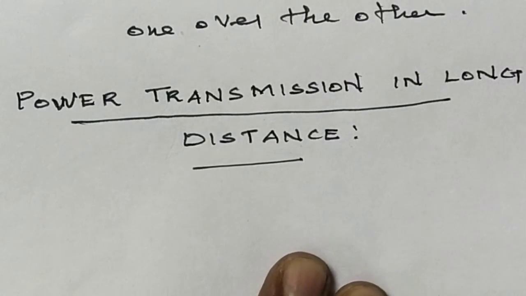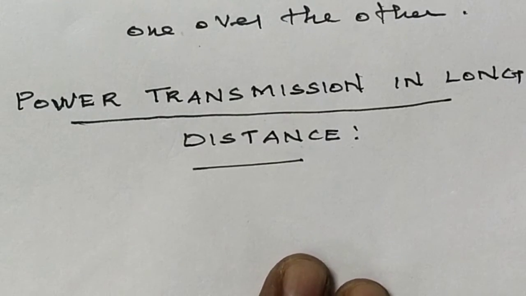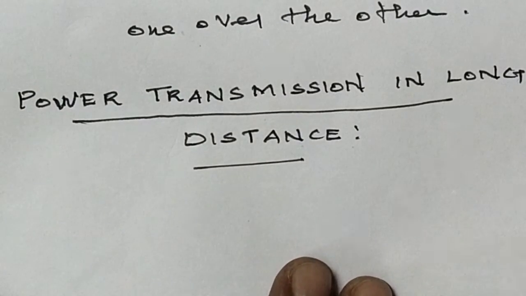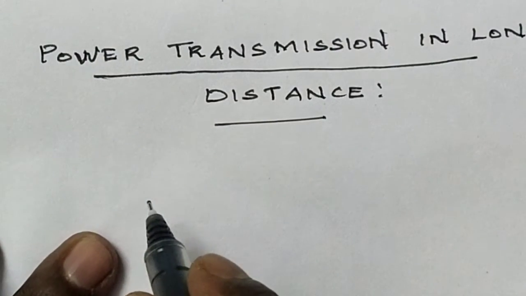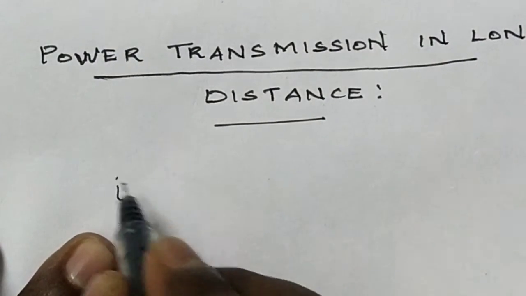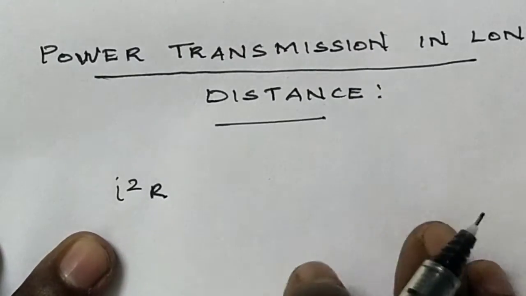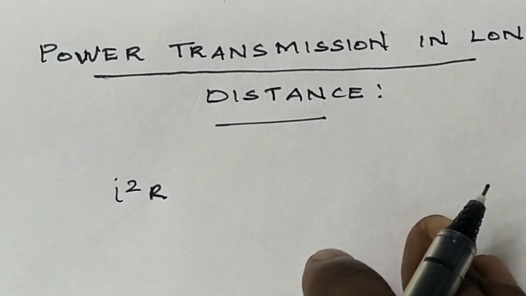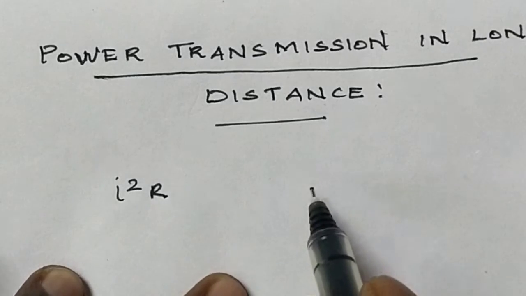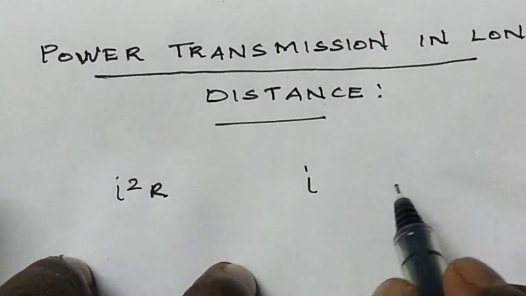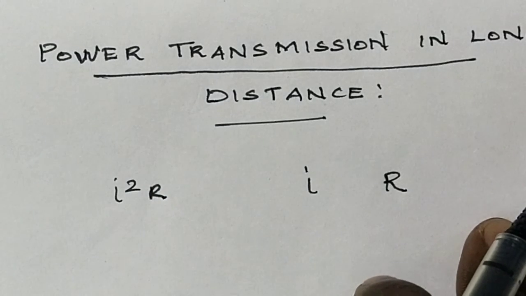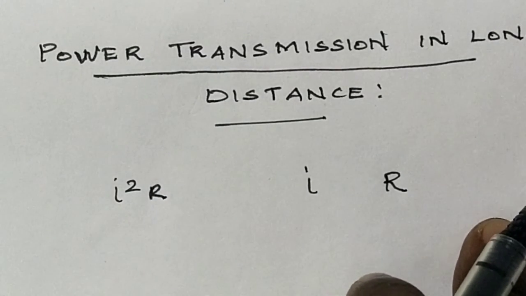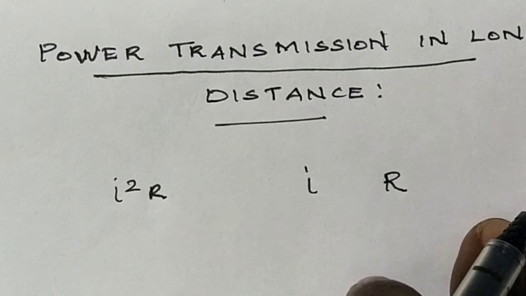So that is called power transmission. Here, regarding energy losses, we already know the Joule's heating effect, that means I squared R. To avoid energy losses, one way is to reduce the current, and another is to reduce the resistance. Reducing the resistance means using thick wires of copper and aluminum.